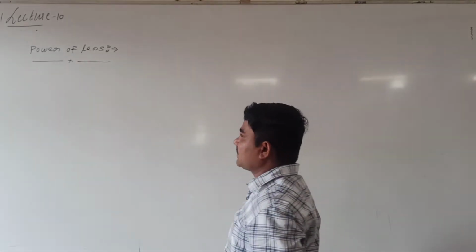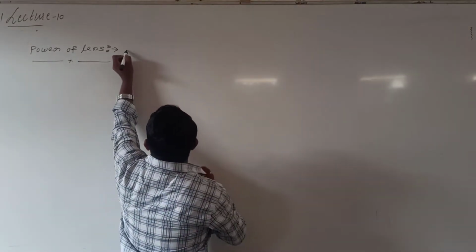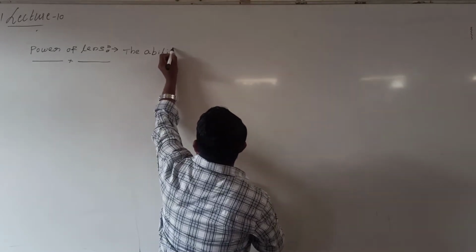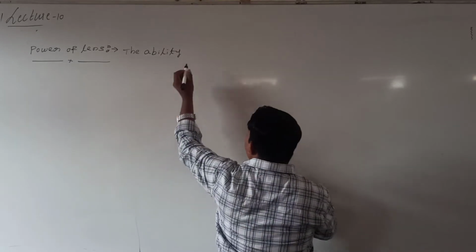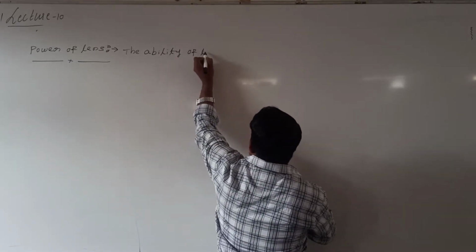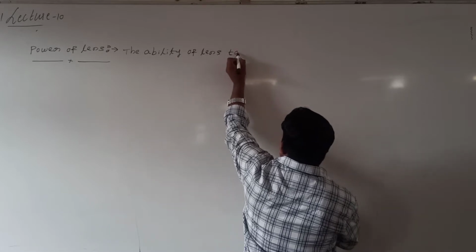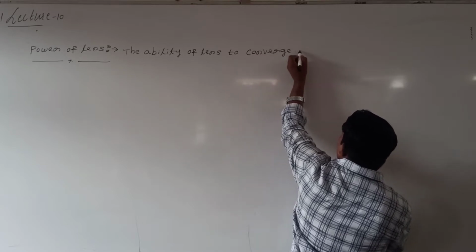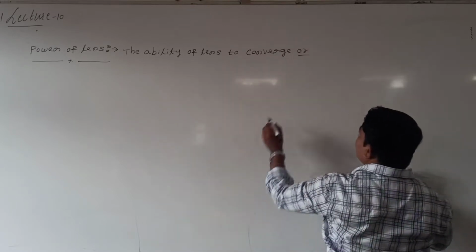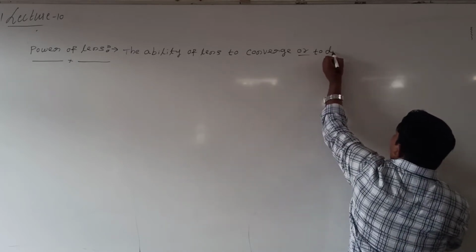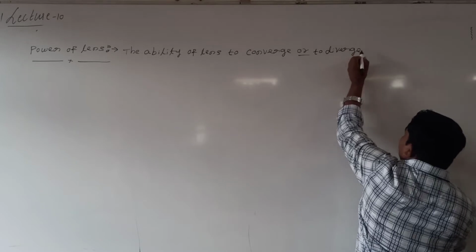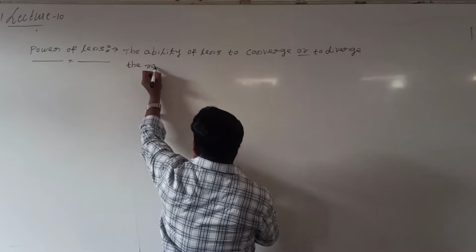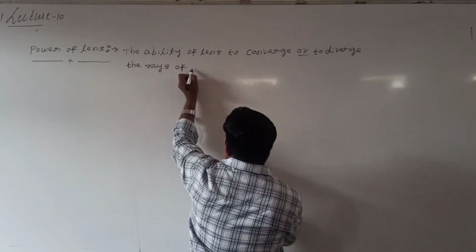How to define power of lens? See here. The ability of a convex lens or concave lens, the ability of lens to converge or to diverge the rays of light. This ability we are calling power of lens.